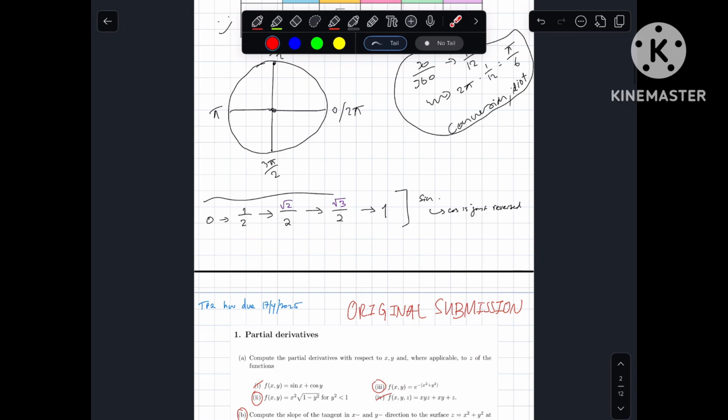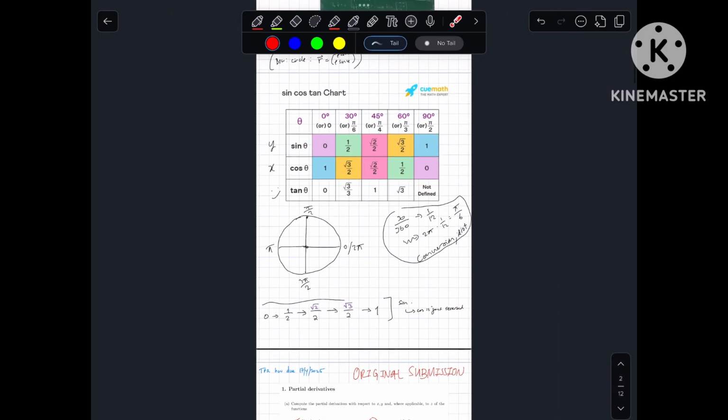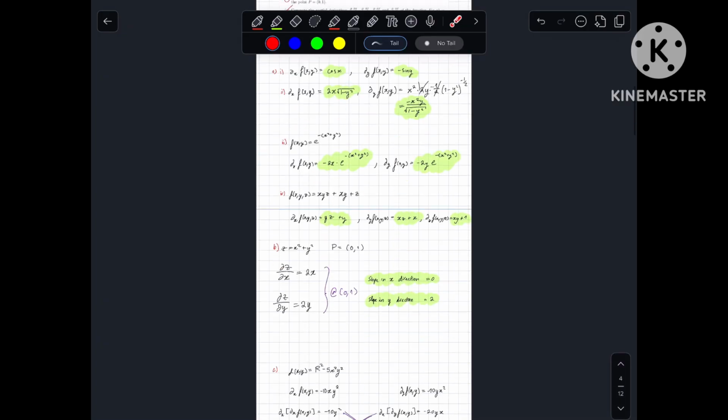Now, just to say it out loud with me, please, class participation. Sine goes 0, half, root 2 over 2, root 3 over 2, 1. And cos is just reversed. Cos is 1, root 3 over 2, root 2 over 2, 1 over 2, 0. And these increments are 0, pi over 6, pi over 4, pi over 3, and pi over 2. So, that is basically it for homework 1.